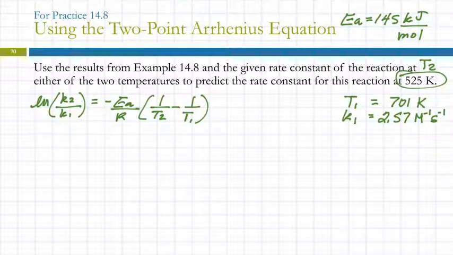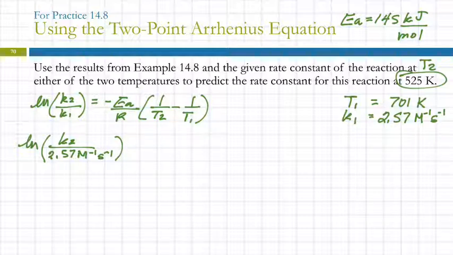So again, with this being a messy equation, I'm going to plug the numbers in and then we'll figure out how to solve. So natural log, I've got K2 divided by K1, 2.57, that mess is equal to, now I've got the activation energy. This is what we calculated.